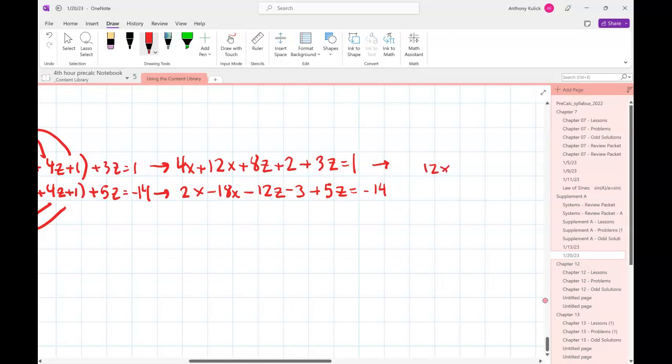We'll combine some like terms. So 4x and 12x is 16x. 8z and 3z is 11z.